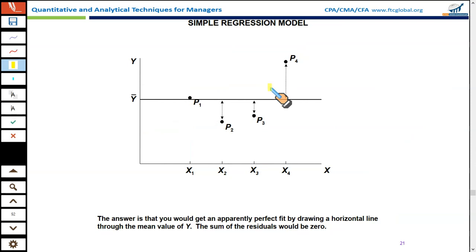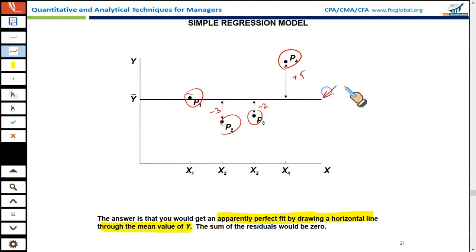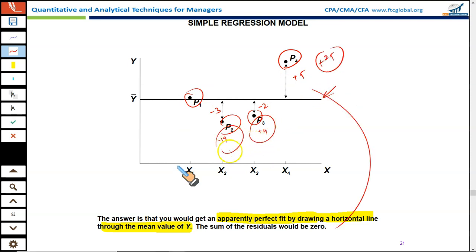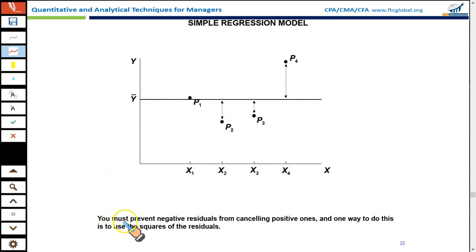The answer is that you would get an apparently perfect fit by drawing a horizontal line through the mean value of Y. Look at this. Let's say this is minus 2, this is minus 3, plus 5. So these residuals tend to cancel each other out. And so can we assume that this line is the perfect fit? So instead we take squares. You must prevent negative residuals from cancelling positive ones, and one way to do this is to use the squares of the residuals. So that's what we've done here.